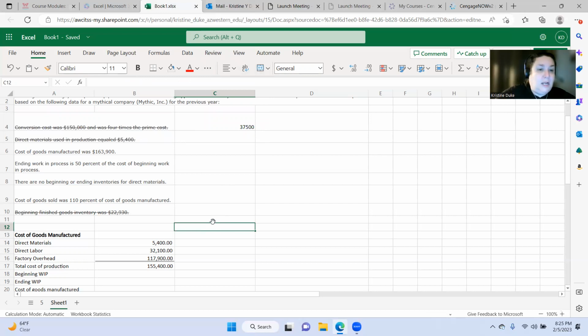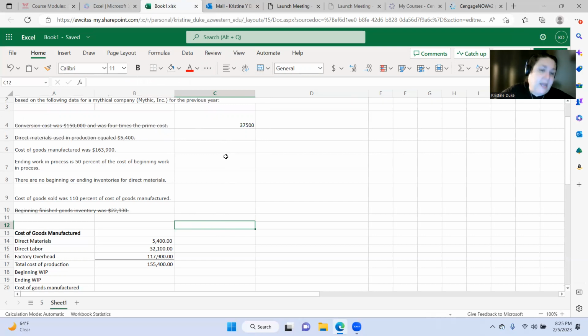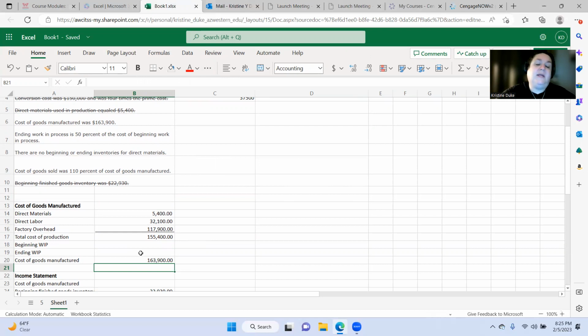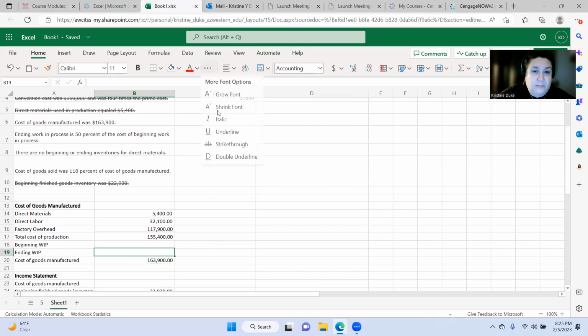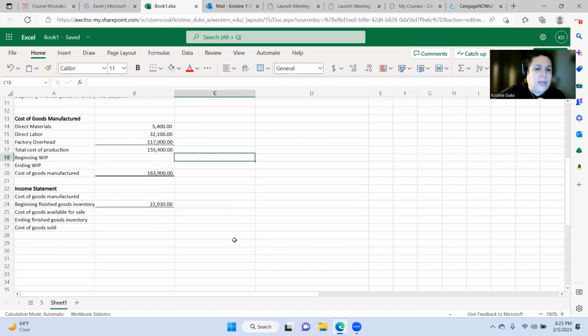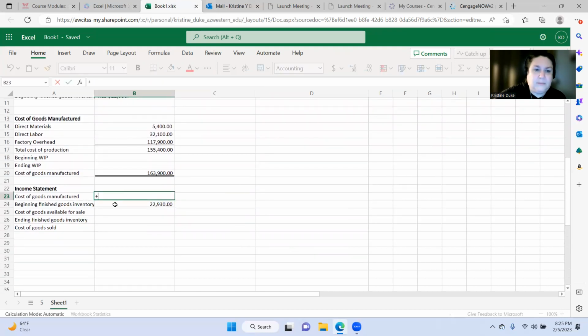Okay. My cost of goods manufactured is 163,900. I'm going to go ahead and plug that in. So now I'm missing my beginning work in process and my ending work in process, but it's in there somewhere, right? Okay. Put an underline there. This will be a double underline. I'm wiggling on my chair, so if you hear anything in the background, it's because I'm moving around. I can't sit still.